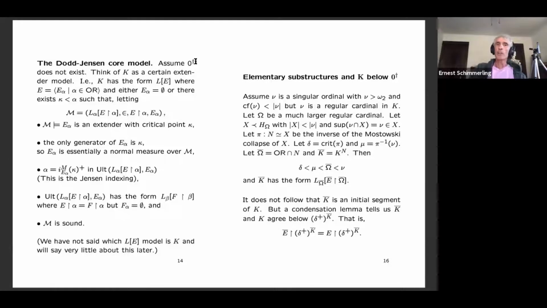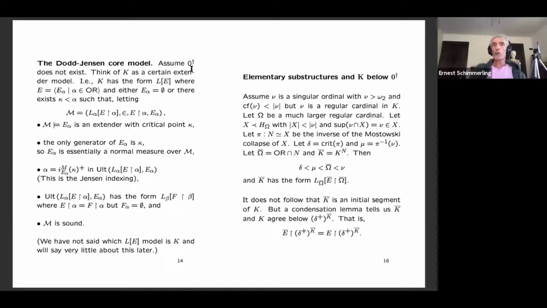And then because we're working below zero dagger, the extender is really just a measure reorganized. So the way to say that is that the only generator of U alpha is the critical point kappa itself. And so E alpha is essentially a normal measure over kappa over M. So this is the interpretation of a relation on the structure. And so with this extra predicate, we have what looks like a normal measure.